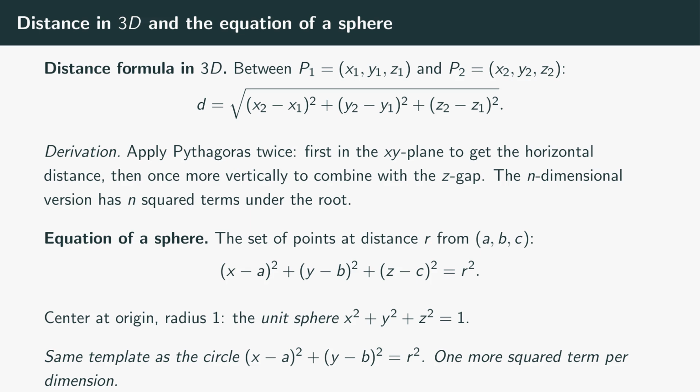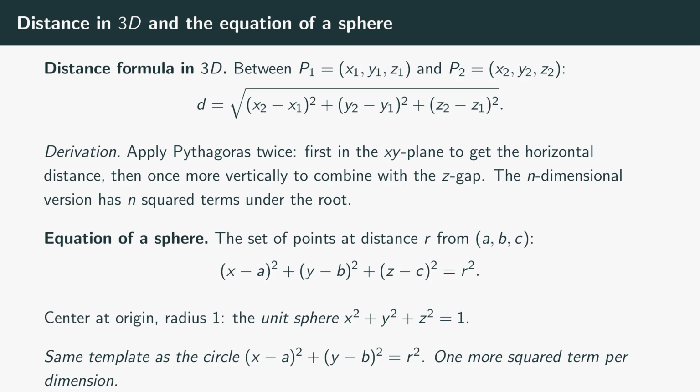The equation of a sphere is then just the distance formula set equal to a constant. The sphere centered at a, b, c with radius r is the set of points x, y, z satisfying (x minus a) squared plus (y minus b) squared plus (z minus c) squared equals r squared. The unit sphere centers at the origin with radius 1: x squared plus y squared plus z squared equals 1. It will show up roughly forever.